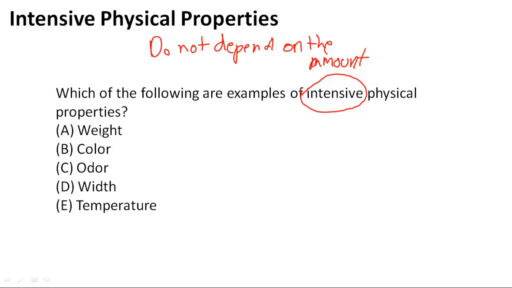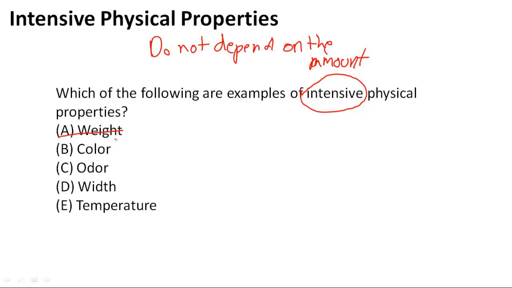A, weight. Weight changes with how much matter we have on it. So that's definitely not an intensive physical property. So we can go ahead and cross out A right now. So A is definitely not one of our answers. Let's take a look at B.